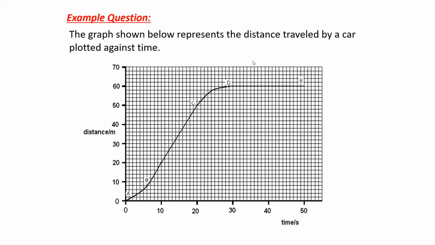So this is an example question. Say a graph is given. The graph below represents the distance traveled by a car plotted against the time. So distance traveled by the car plotted against the time, as you can see here.